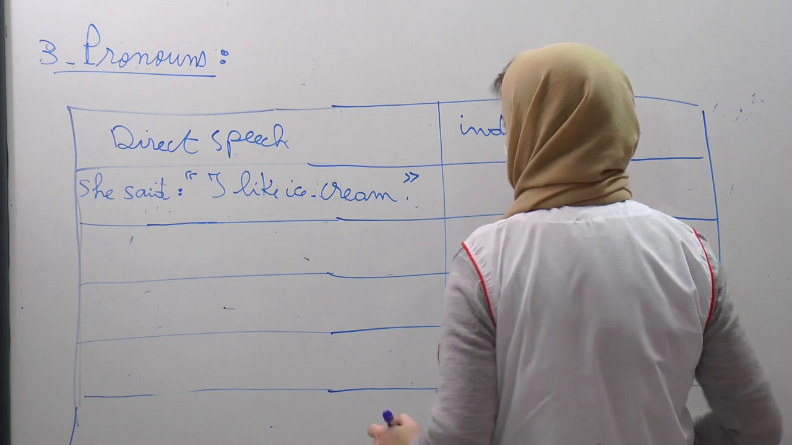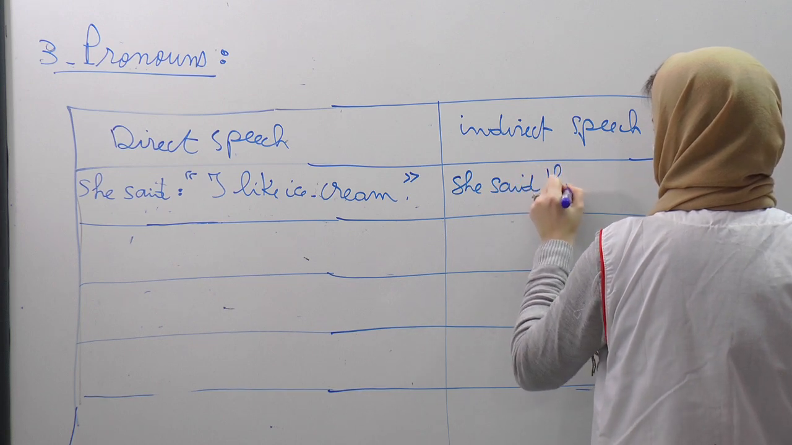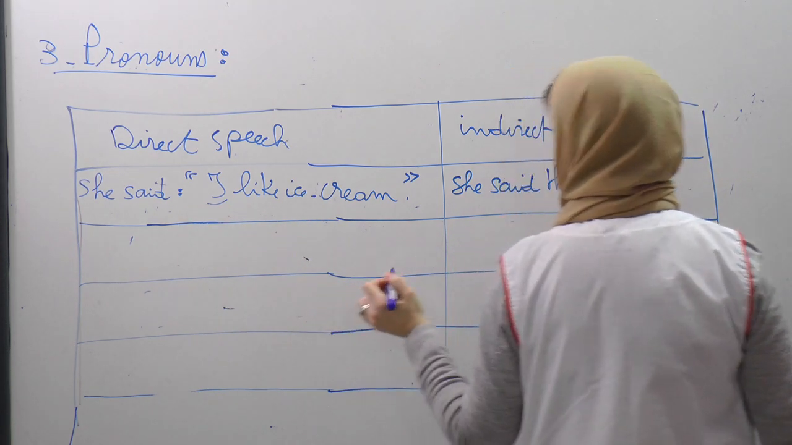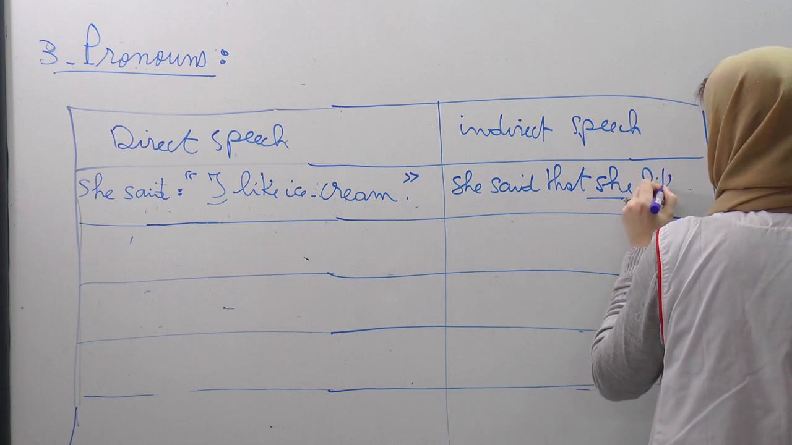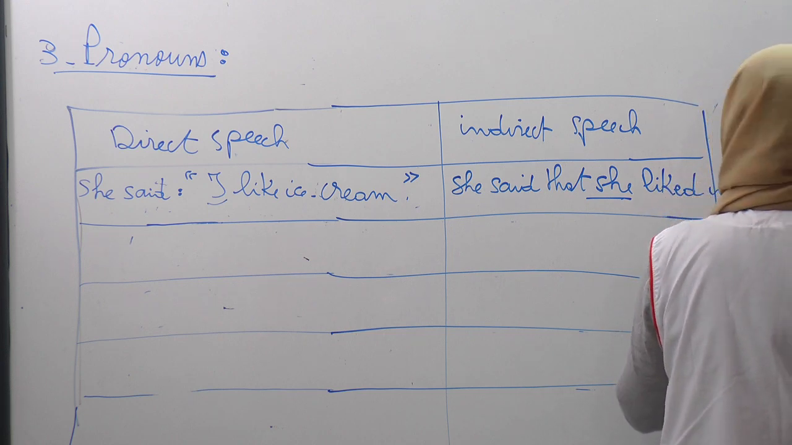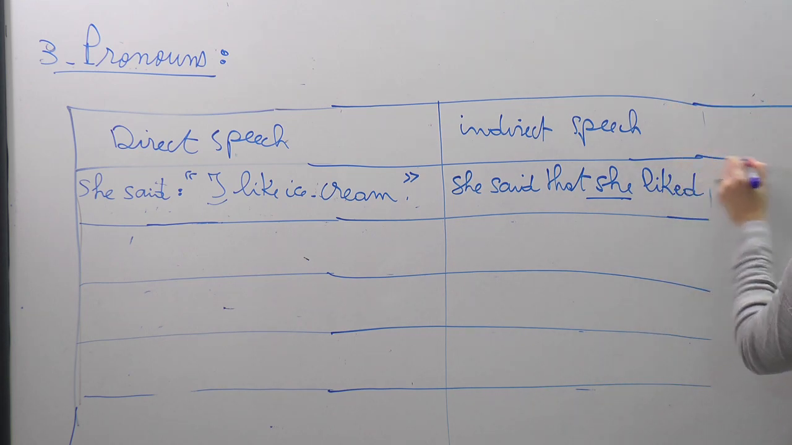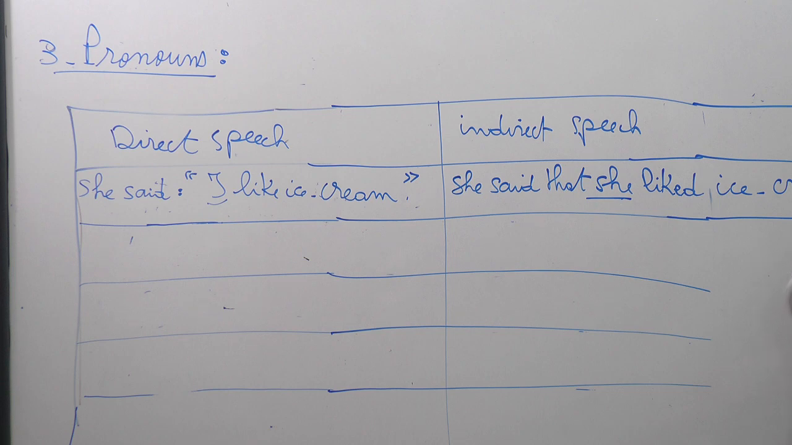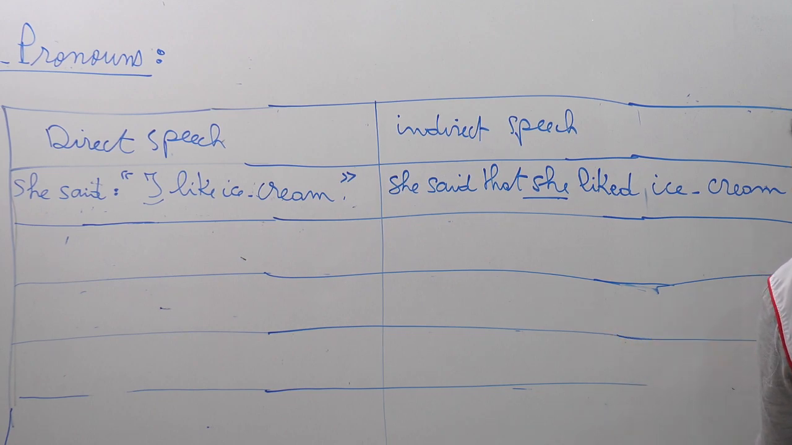Okay, she said, "I like ice cream." When we transform, look, in the first part we have "I". In the next part, in direct speech, it becomes "she", what? "Liked ice cream." The problem of place, my table is so narrow. Liked ice cream. Okay? Sorry, lines are not straight.